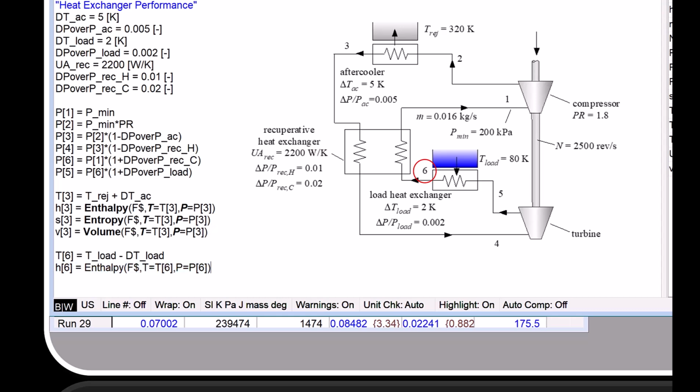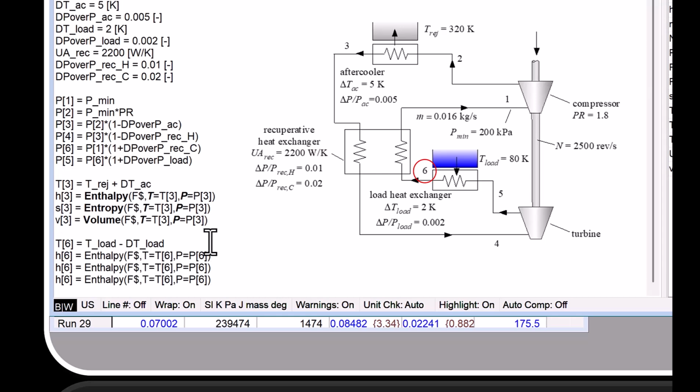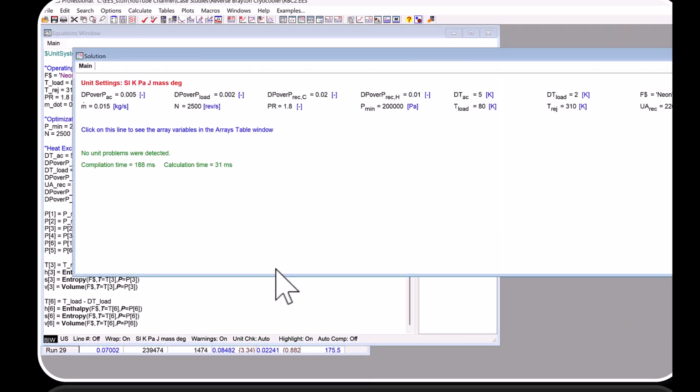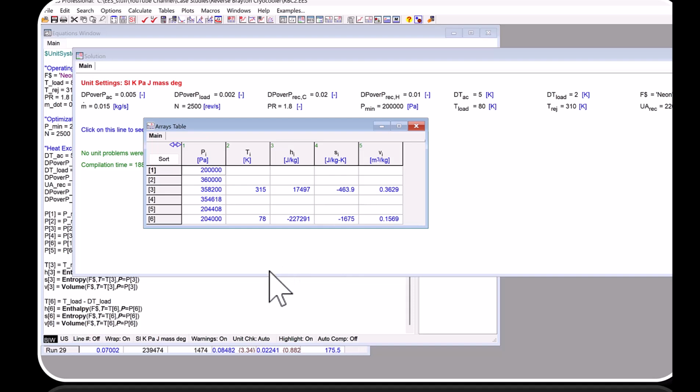And I'm going to go ahead and get the entropy and the volume just like I did at state 3. So this is entropy and this is volume. And we will calculate it. Looks like it solves. Everything looks good here.